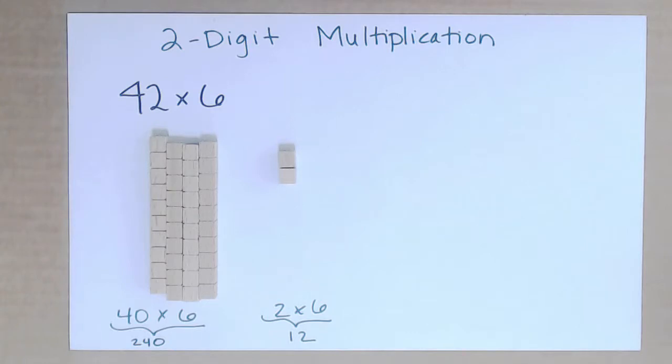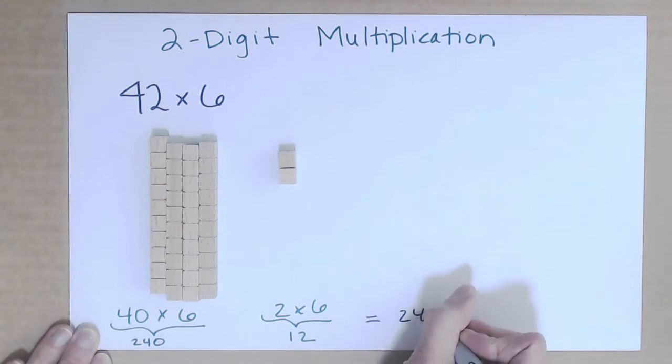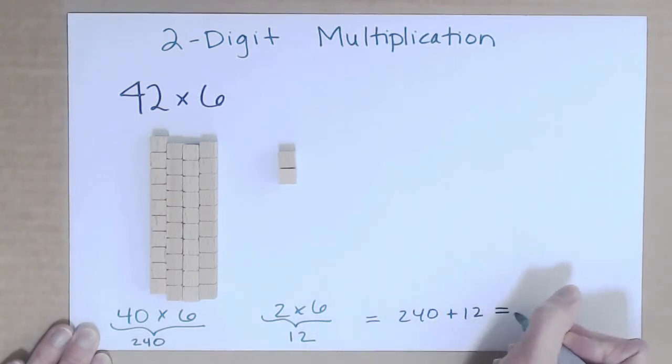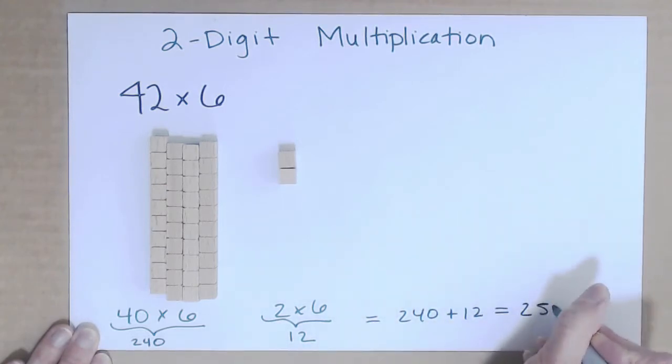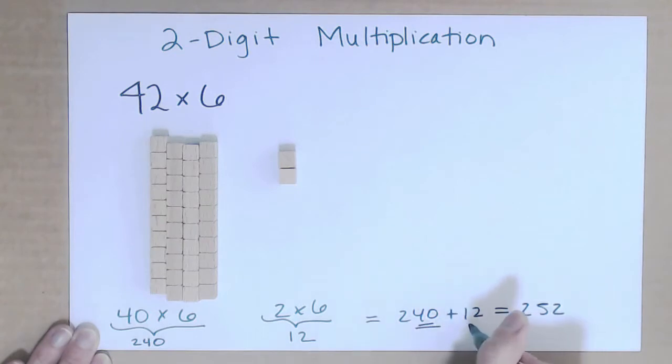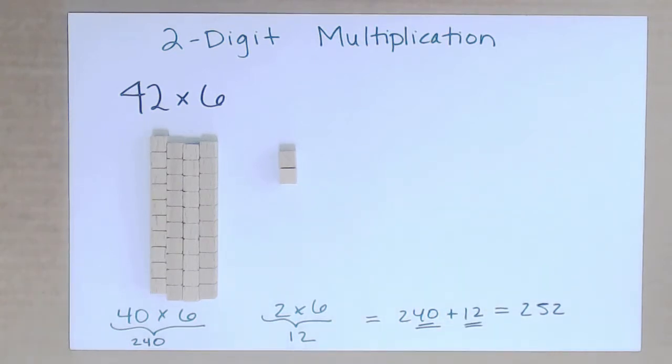So now, you just add those together, because you can imagine you have 6 groups of these, 6 groups of these, and then you add them all together, you get your answer. So you take 240 plus 12, which should give you 252. Hopefully you can add this in your head, the 40 and the 12, to get 52. So the answer is 252.